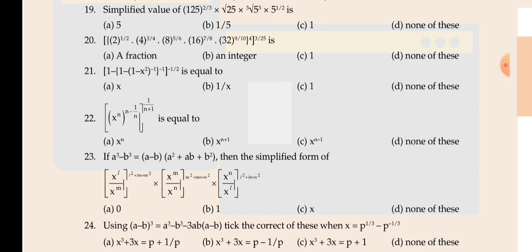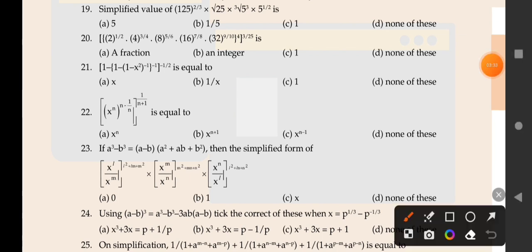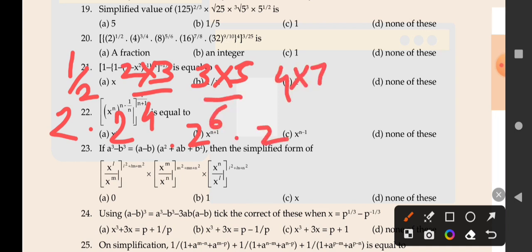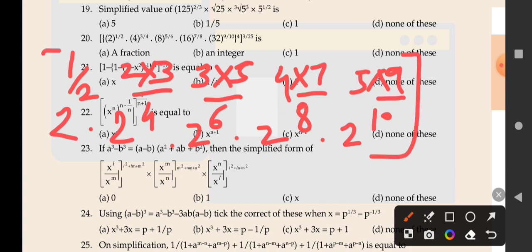Question number 20. Again, write it in the base 2 format. So what do we have? We have 2 power 1 by 2 into 2 power 2 into 3 by 4 into 2 power 3 into 5 by 6 into 2 power 4 into 7 by 8 into 2 power 5 into 9 by 10 whole raised to 4 into 3 by 25.